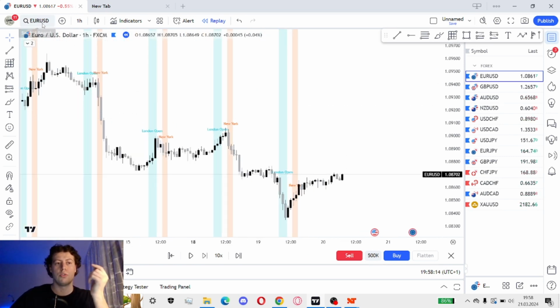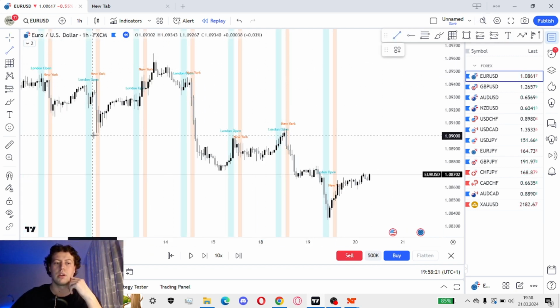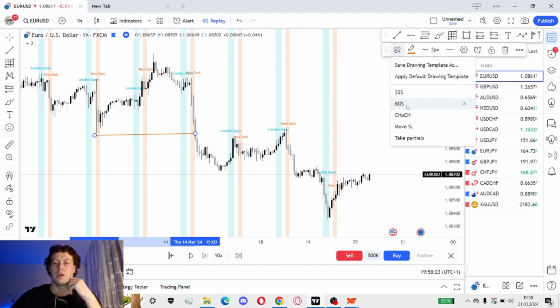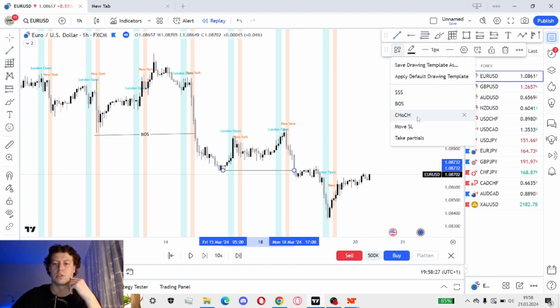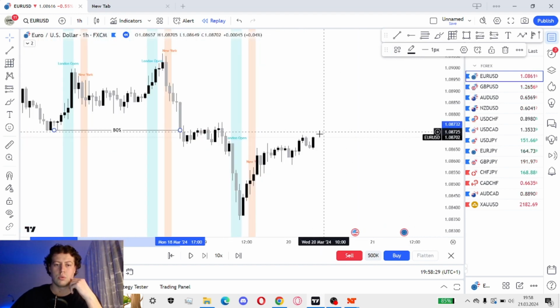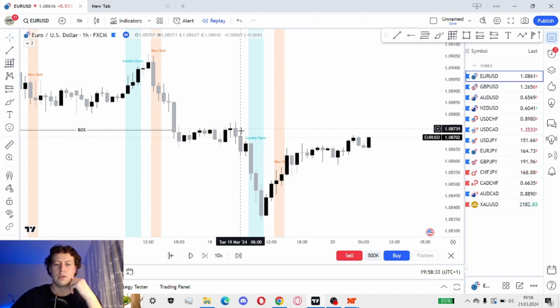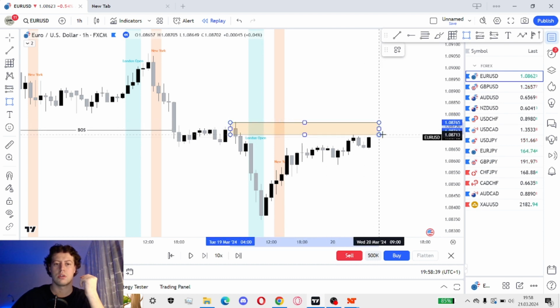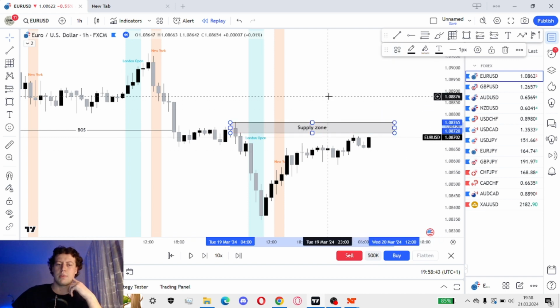We are on EURUSD. You can see that we are bearish. We are making breaks of structure and bearish moves. What we are looking at now is a nice order block right here. I think you can see it. I will now just draw it, the supply zone.